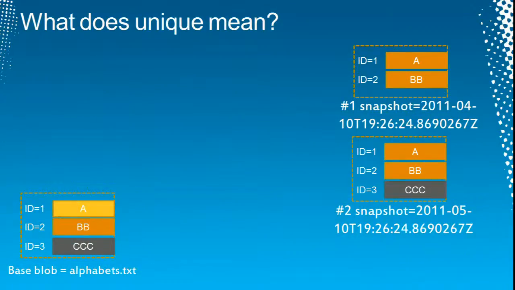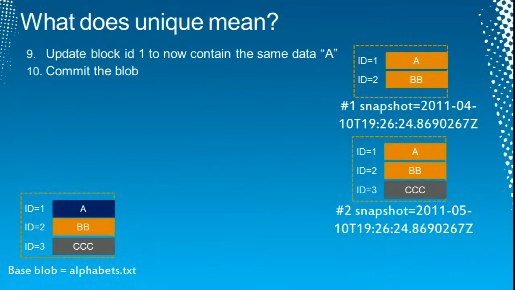So now let's go back to your question, which is, is it the data that makes it unique, or is it an ID that makes it unique? I'll rephrase your question, but let me know if that's not the right thing. Let's say I updated the block with the same data. It had A before, and I updated the block with the same absolute data, A again. Its block ID is still ID 1, and I commit the blob. And when committing the blob, I said use this new block which I just uploaded. Not the previous ID 1, but the new one.